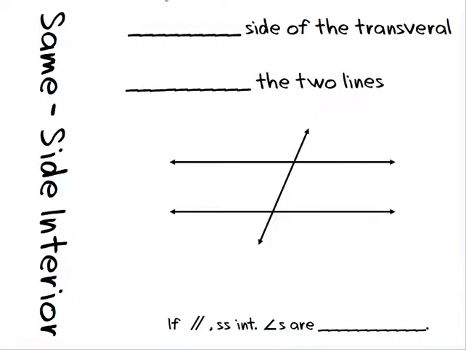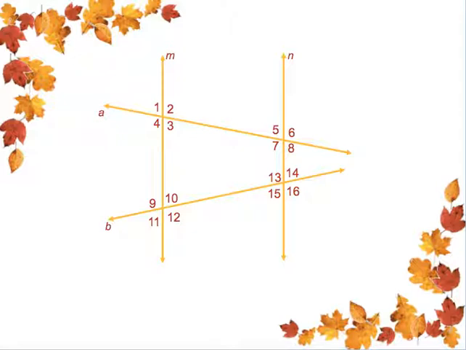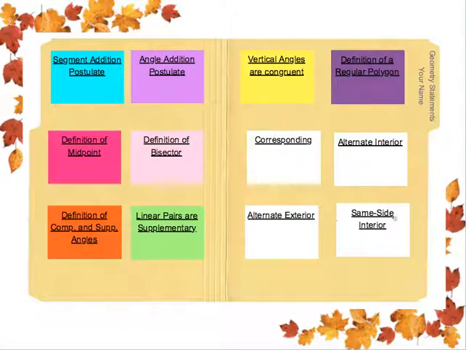And then we have same side interior, which are on the same side as the transversal, and they are both inside the two lines. However, these are not congruent when the lines are parallel, they are supplementary. So this one and this one, those are same side interior, and then these are same side interior. These can also be called consecutive interior, means the same thing. So make sure you glue those in your folder right here.